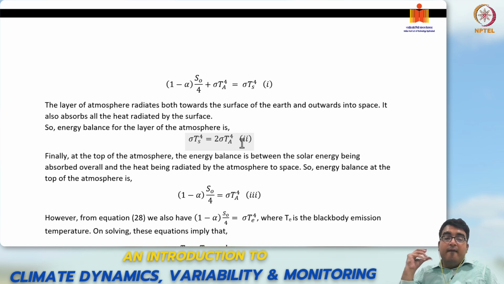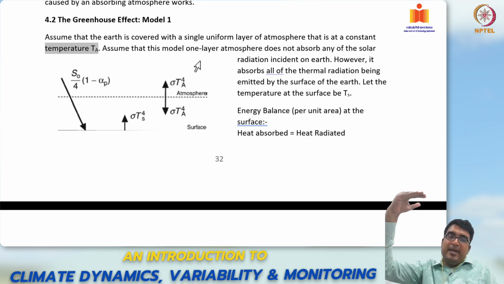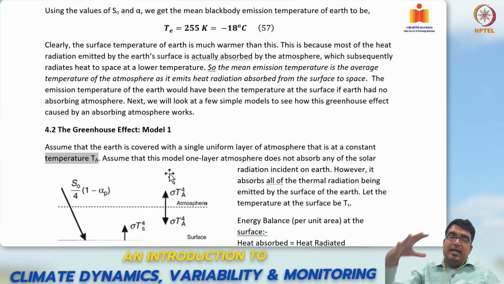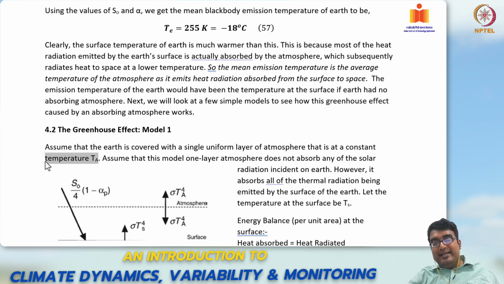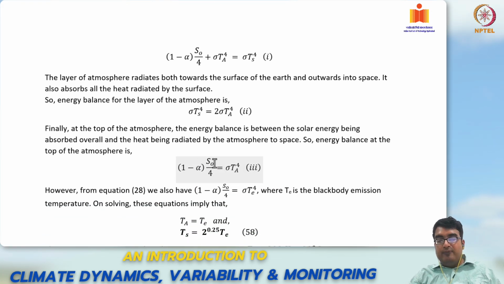Okay. Finally, we can also do an energy balance at the top, at space. So, if you have the energy as seen from space, at the top of the atmosphere, you are getting net incoming energy of S0 by 4 times 1 minus alpha P, and sigma Ta to the power 4 is going out into space. So, the energy balance for space is (1 minus alpha) S0 by 4 incoming into Earth and sigma Ta to the power 4 outgoing from the Earth.